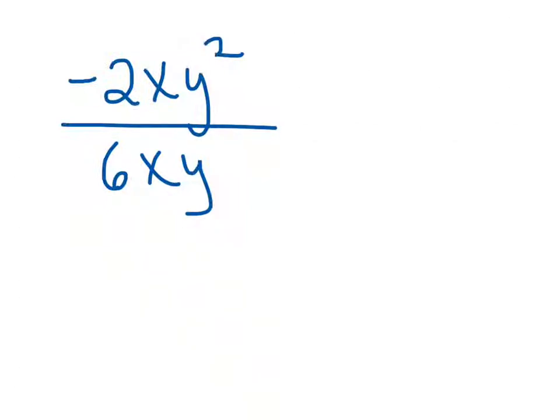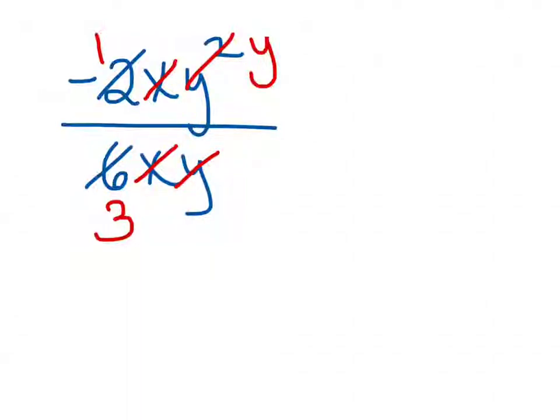So, let's note that we can cancel these two x's. Our exponent of y is larger on top than it is on the bottom, and the 2 cancels into the 6. So, I'm going to say that 2 cancels with my 6 3 times, and the x's completely cancel. And since my exponent is larger on top, I'm left with a y raised to the 1.